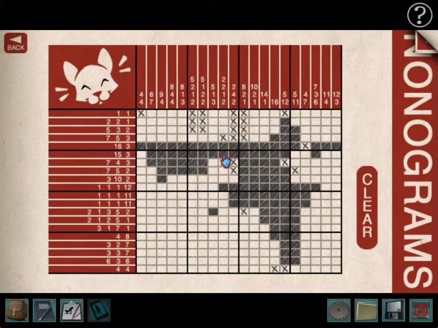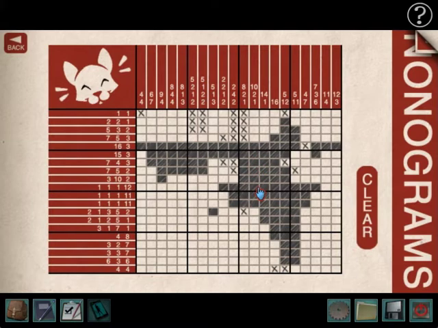This could be the first 2 or the second 2. That could be part of the 1, or that could be part of another 2. I get the impression this is probably the first 2 and this is the second 2, but I don't really know. Yeah, this is a tough one, guys. This is really tough.